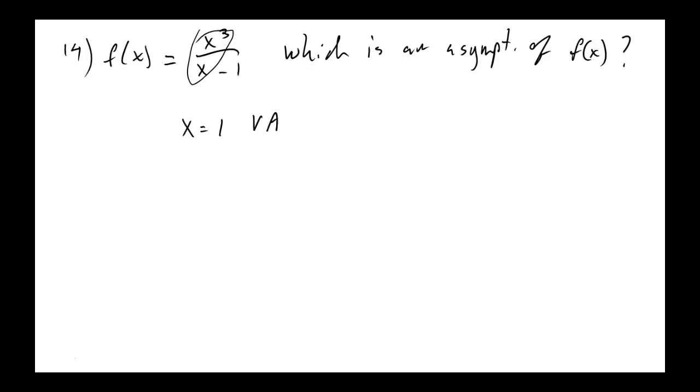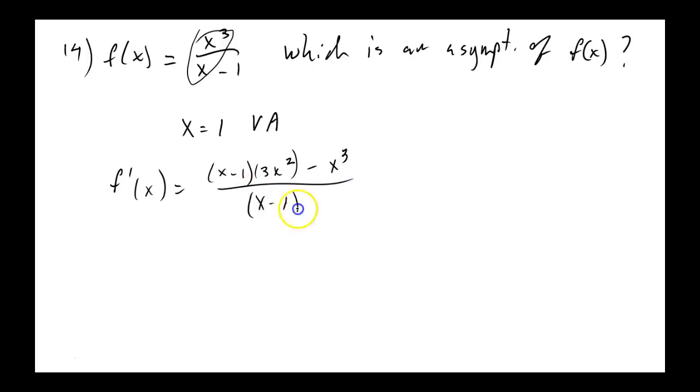I was going to say, let's see what happens if you take the derivative of f, since that's something you could do. You remember this for the quotient rule? Low d high: low is x minus 1 times the derivative of the high, which is 3x squared, minus high d low: high is x cubed, times the derivative of low, which is just 1. The derivative of x minus 1 is 1. Divided by x minus 1 squared.